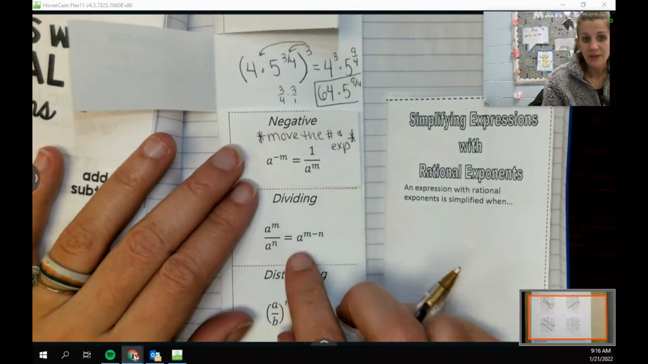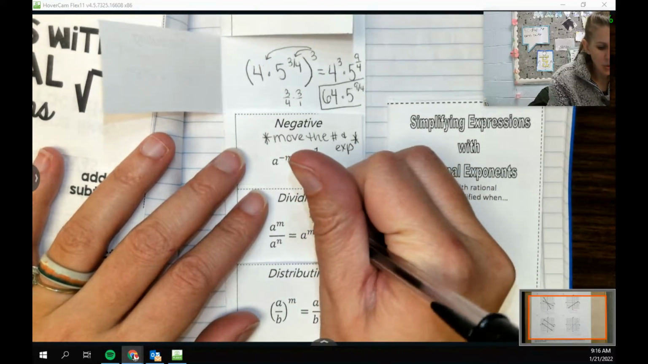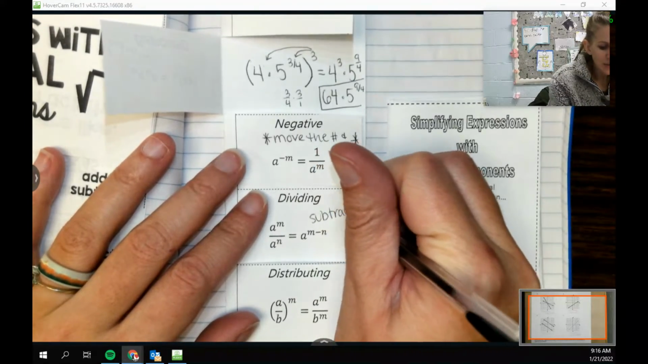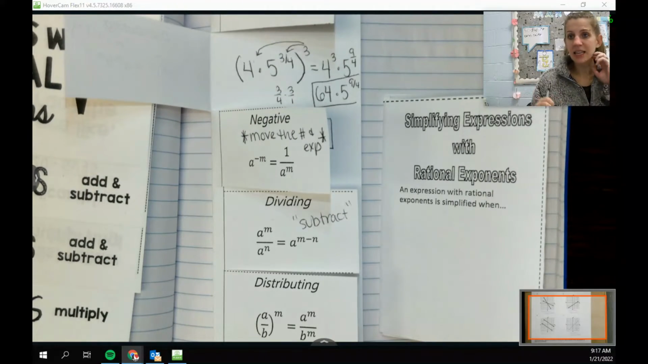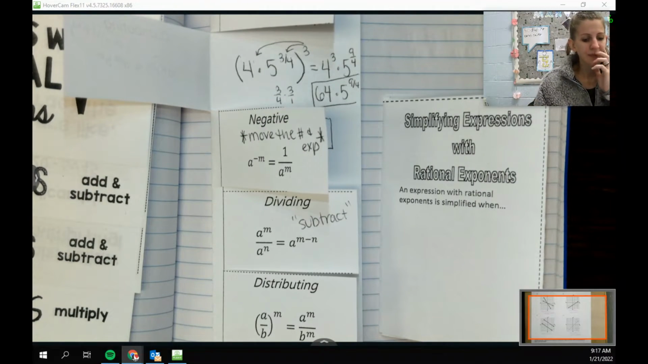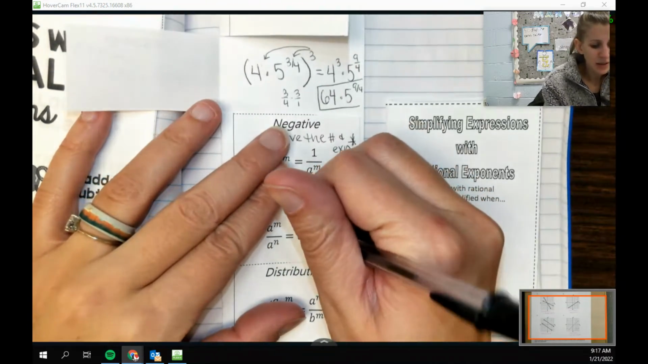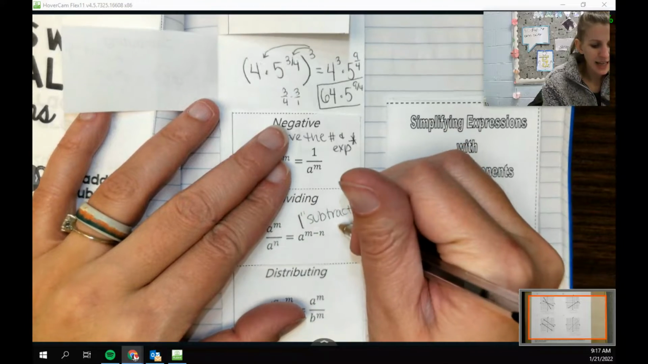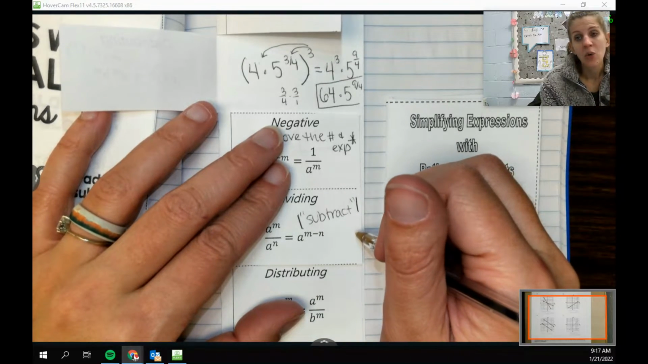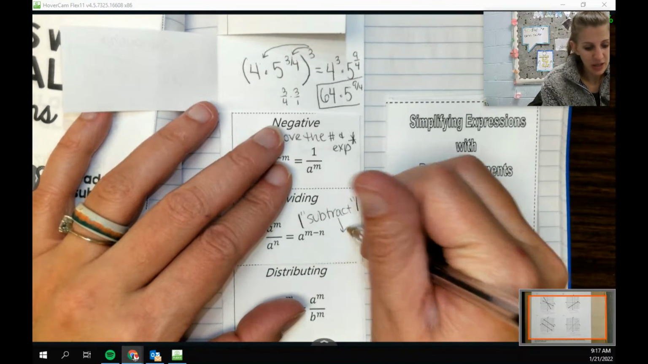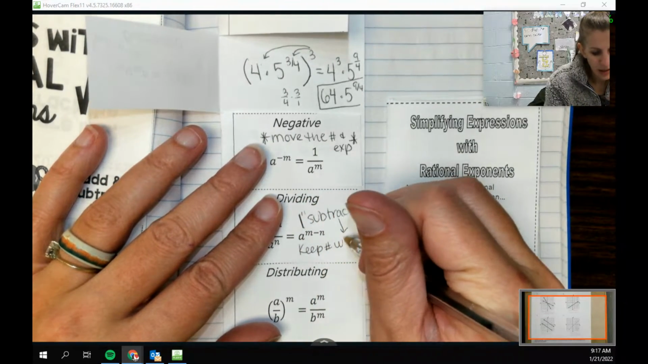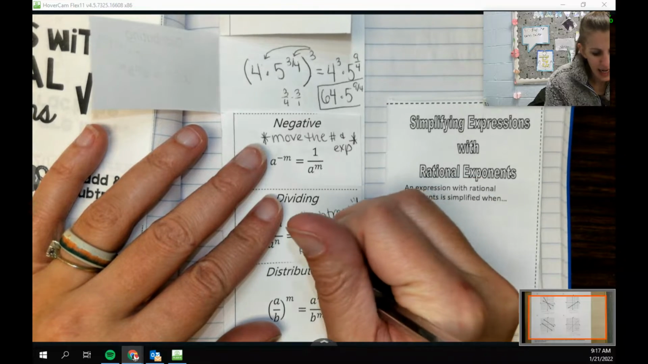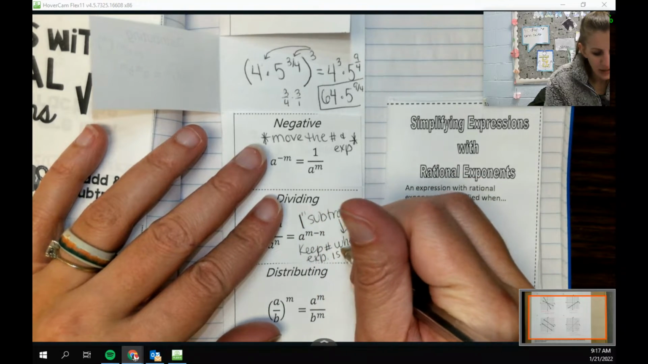If I am dividing, then we subtract. And I kind of like that. I kind of hate it. I always actually subtract with an absolute value and then keep the number wherever the exponent was larger. So keep number where exponent is larger.